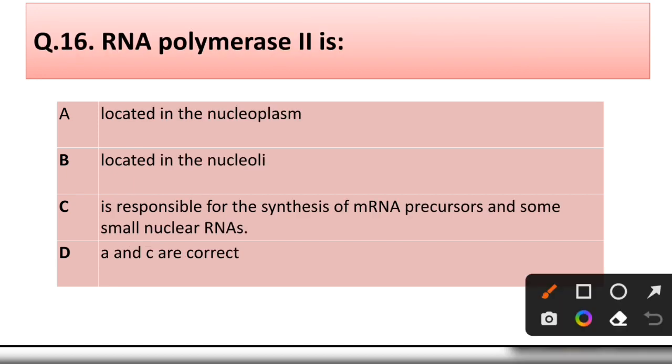Question number 60. RNA polymerase 2 is located in the nucleoplasm, located in the nucleoli, is responsible for the synthesis of mRNA precursor and some small nuclear RNA. A and C are correct. Answer is option D, A and C are correct.